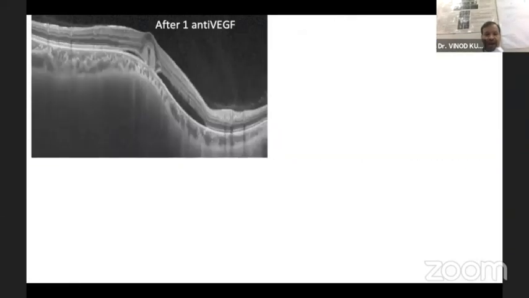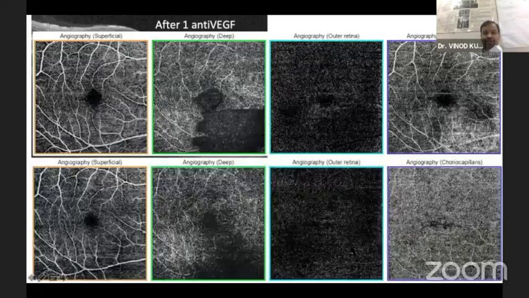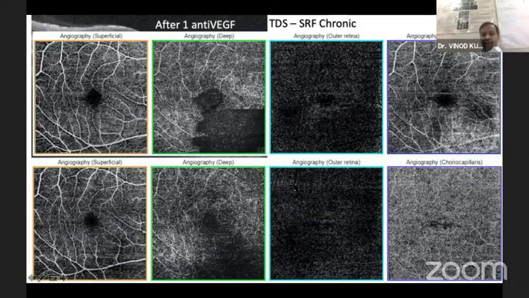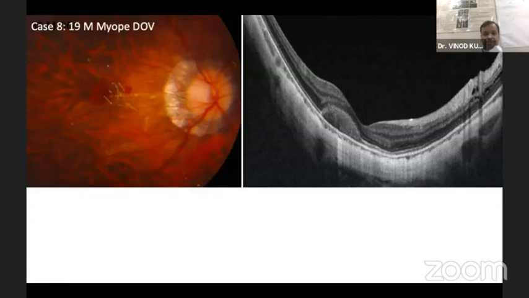So at this time, we went back and saw the images again. We saw that the superior retina was not tessellated, but the inferior retina was tessellated, and this contour abnormality could also be seen on OCT. So we revised our diagnosis to tilted disc syndrome with contour-related maculopathy, and because of that, this patient had SRF, which was chronic. So the lesson we learned from this patient is that OCTA may help refute the diagnosis of suspected CNVM in a certain subset of patients.